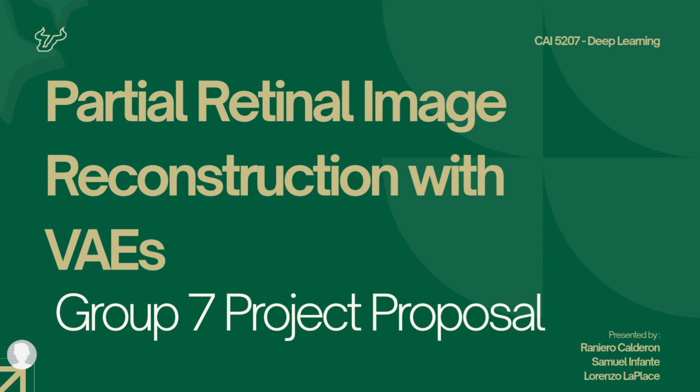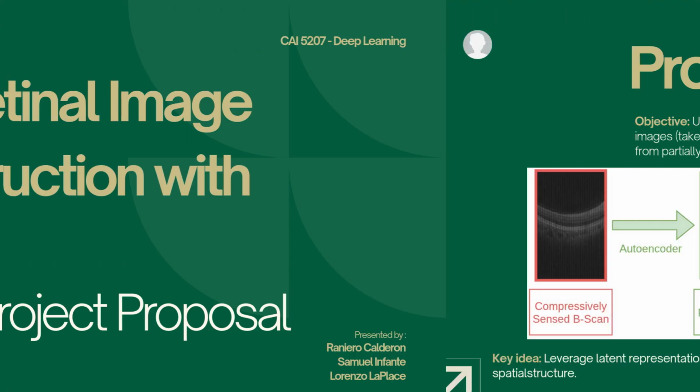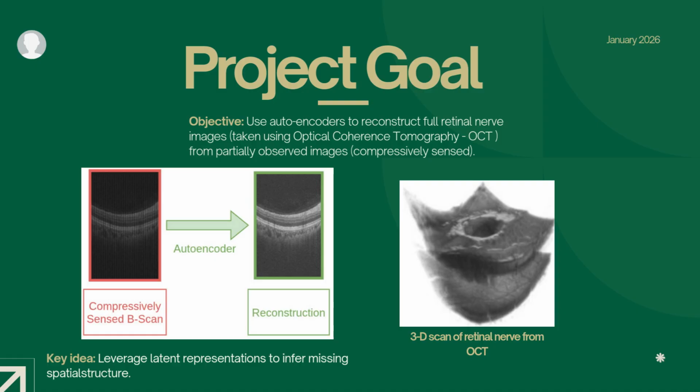Hello, we are Group 7, and this is the proposal for a project called Partial Retinal Image Reconstruction with VAEs. The goal of the project is to use autoencoders to reconstruct full retinal nerve images.